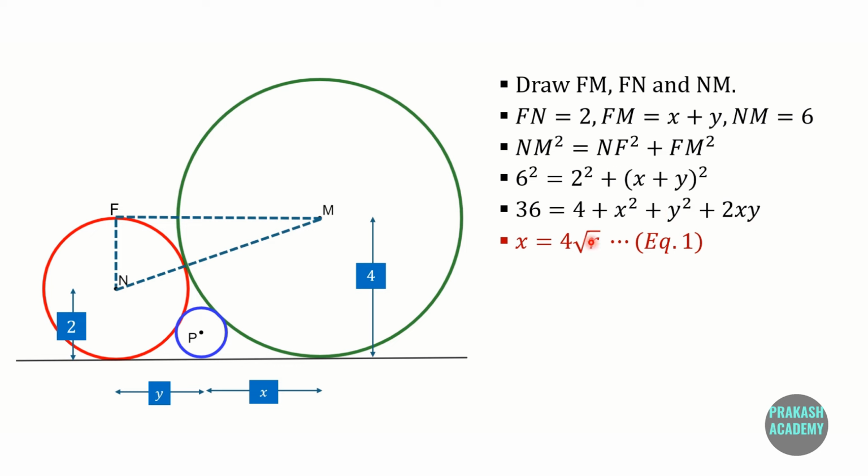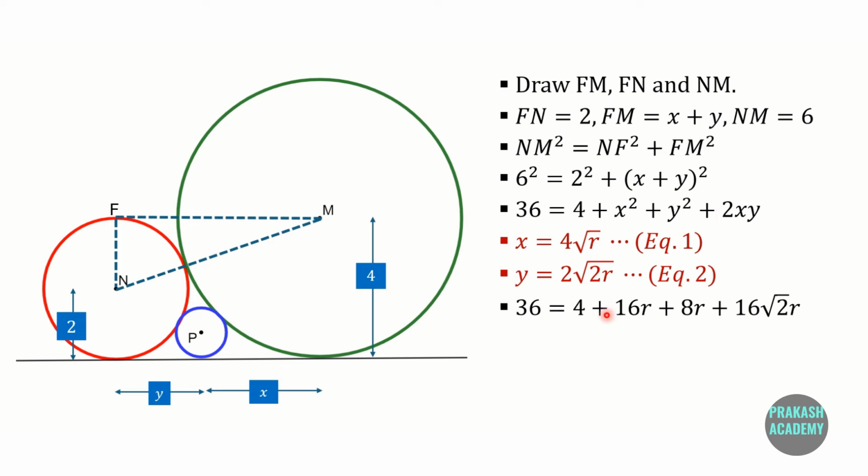Now we can plug the value of x and y. So x is equal to 4 root r, this is equation 1, and y is equal to 2 root 2r, that is equation 2. So let us plug the value of x and y in this equation itself. If I do that, this will remain same, x square will be 16r and y square will be 8r. And 2xy is 4 into 2, 8, and this is 2, 8 into 2, 16. And this is root 2 and root r into root r, basically r.